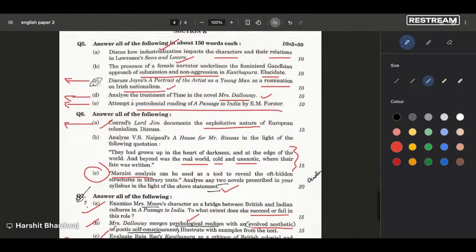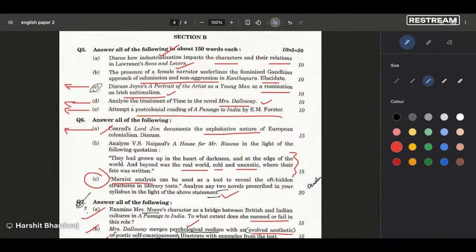Now, which are the tricky questions? I always say that one question is always tricky. In the short notes, I like B.